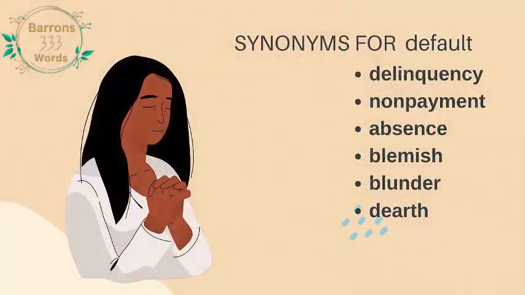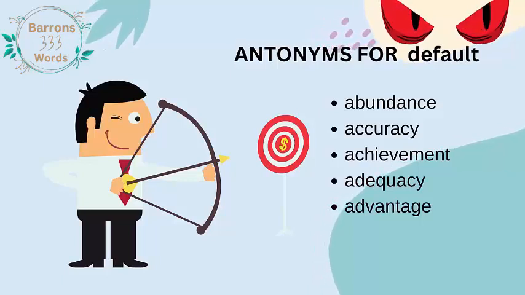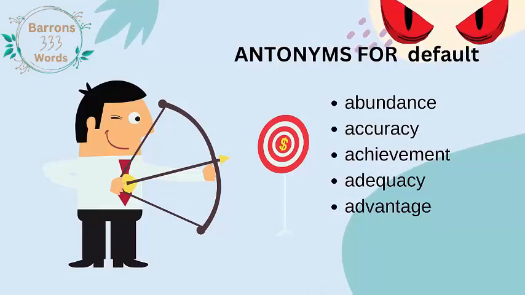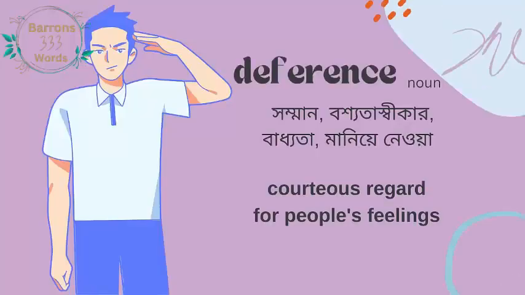Synonym. Delinquency, non-payment, absence, blemish, blunder, dirt. Antonym. Abundance, accuracy, achievement, adequacy, advantage, deference.